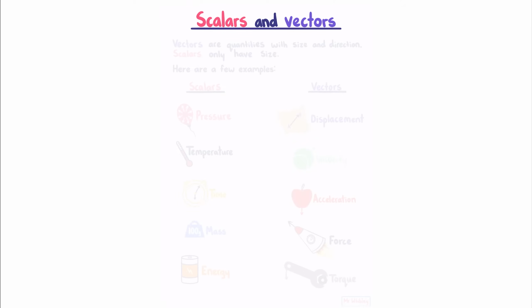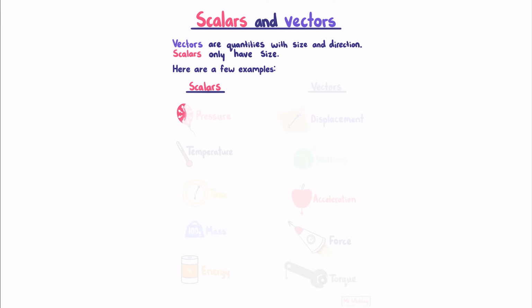Scalars and vectors. Vectors are quantities with size and direction. Scalars only have size. Here are a few examples. Scalars include pressure, temperature. For example, you can't be warm in a particular direction. Time, though this one is debatable at higher levels. Mass, you can't be massive in a direction. And energy does not have direction.